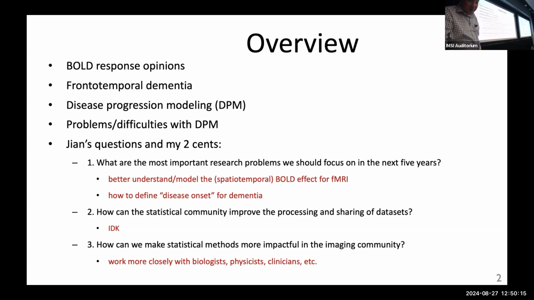And this is all my opinion. But what are the most important research problems we should focus on in the next 5 years? I think we need to better understand and model the bold effect in functional MRI. I think it's a really important problem that's been neglected. And a completely different problem: how do we define disease onset for various kinds of dementia? Tanya in her talk was basically anchoring things on a diagnosis time. Whatever you want to call it, there has to be that anchor there if we're going to understand these progressions.